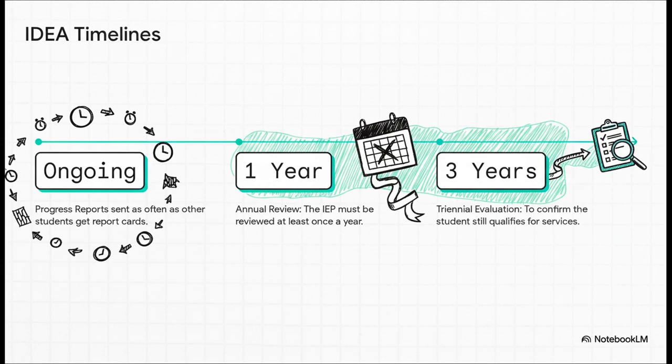You know, this whole process has a calendar to it. First, that IEP has to be formally reviewed at least once every single year. That's the annual review. You should also get progress reports on your child's goals as often as other kids get report cards. And then there's the big one. Every 3 years, a major reevaluation, called the triennial, has to happen to make sure the student still qualifies and that the plan is still right.